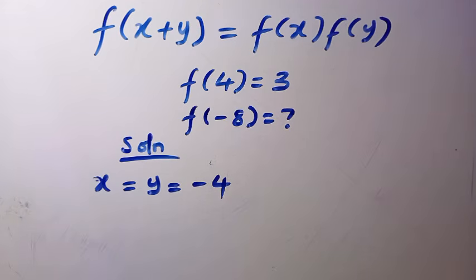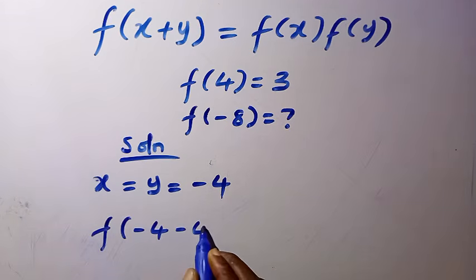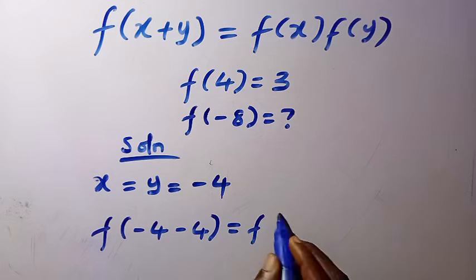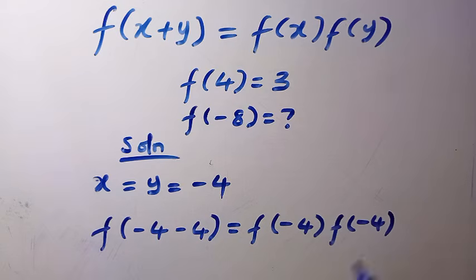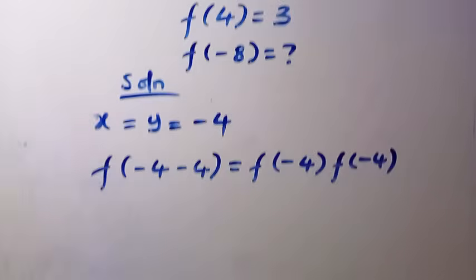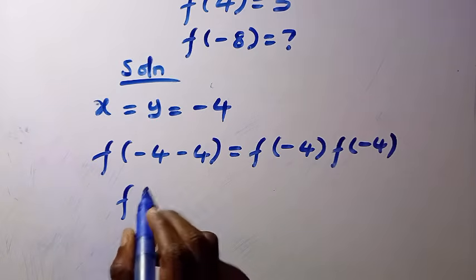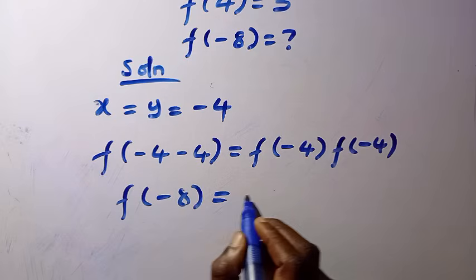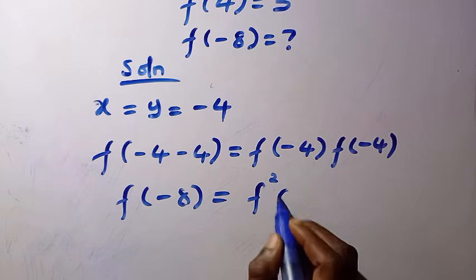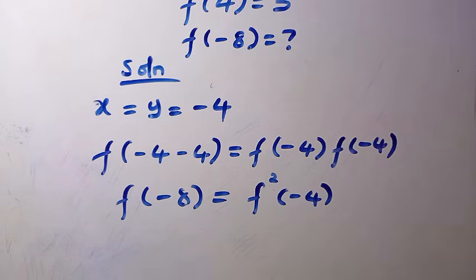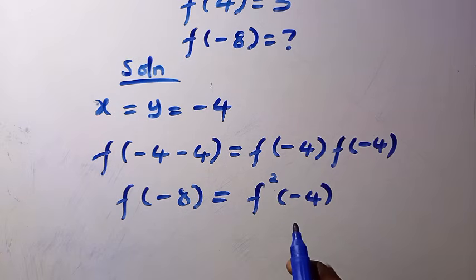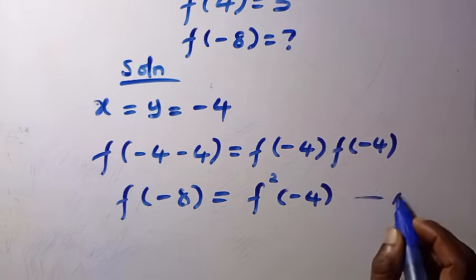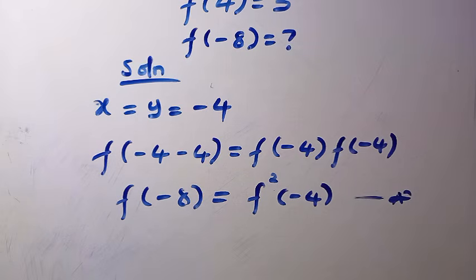Let's test for it. So this gives f(-4 - 4) = f(-4) multiplied by f(-4). With this, we have f(-8) = f²(-4). But what is given is f(4) = 3, not f(-4). Therefore, there is nothing we get from here.